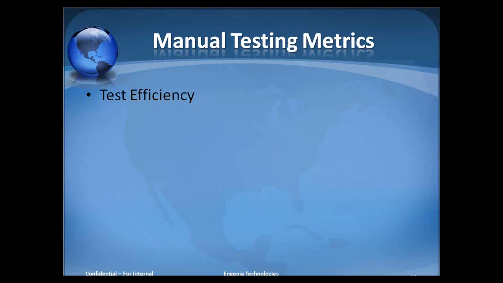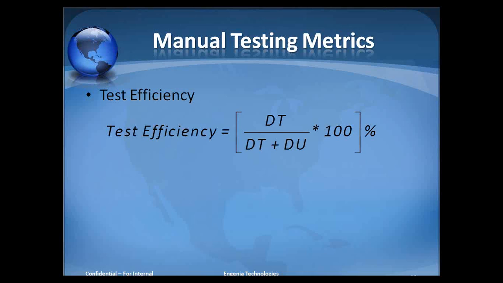The next one is test efficiency. This metric determines the efficiency of the testing team in identifying the defects. It also indicates the defects missed during the testing phase, which migrated to the next phase. So this is also a very good metric if you want to find the failure rate of the testing team.